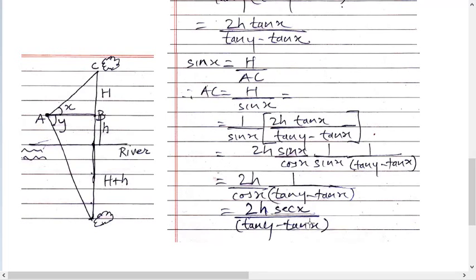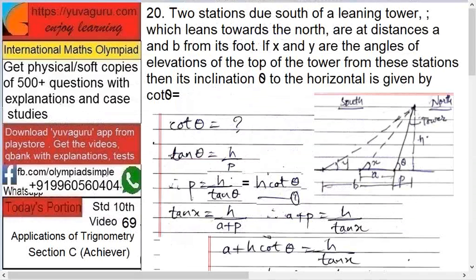If they give you in terms of sine and cos, then what will you do? Convert this: tan y is sin y upon cos y, tan x is sin x upon cos x, and sec x is 1 upon cos x. Then you can solve it that way also. It depends on what options are given to you. So this is the final answer. The distance AC is 2h sec x upon tan y minus tan x.